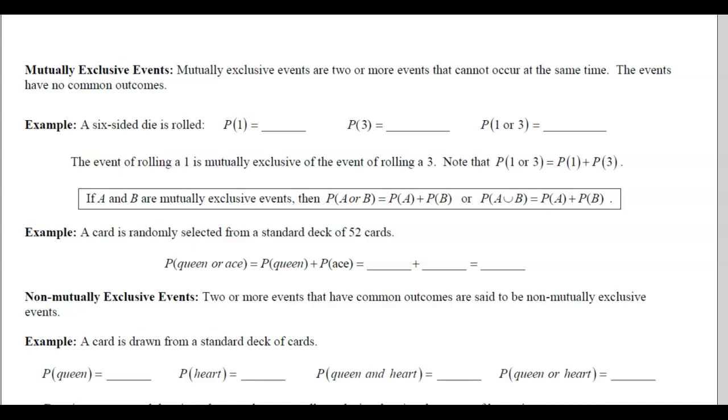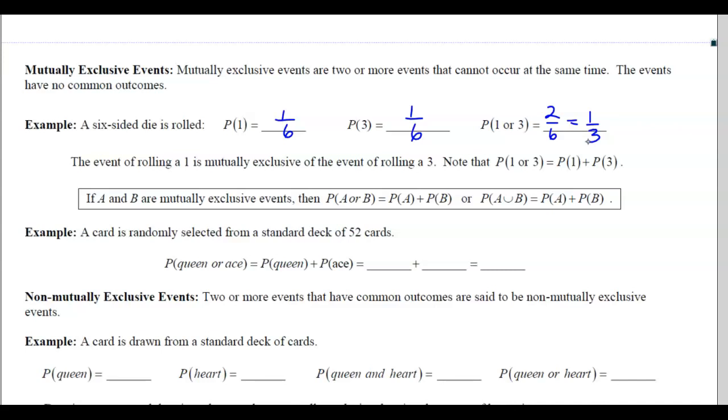For example, you've got a 6-sided die, it's rolled. The probability of rolling a 1 is 1/6. Probability of rolling a 3 is 1/6. Probability of rolling a 1 or a 3, well, that's 2 possible out of the 6, which is 1/3. So rolling a 1 is mutually exclusive of rolling a 3. You cannot get a 1 and a 3 in one roll of that die.